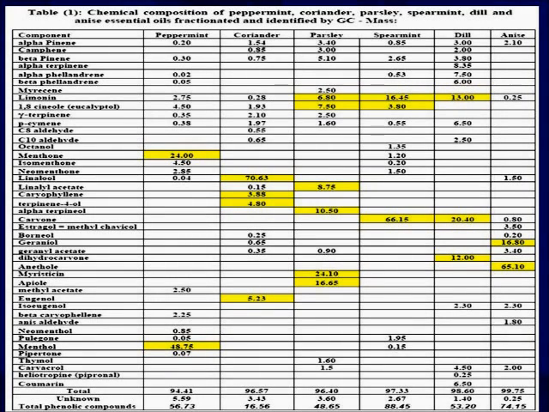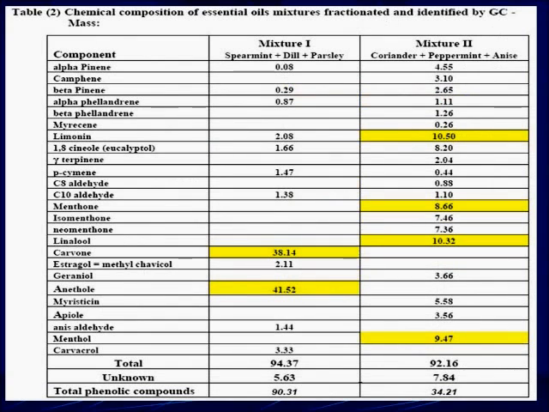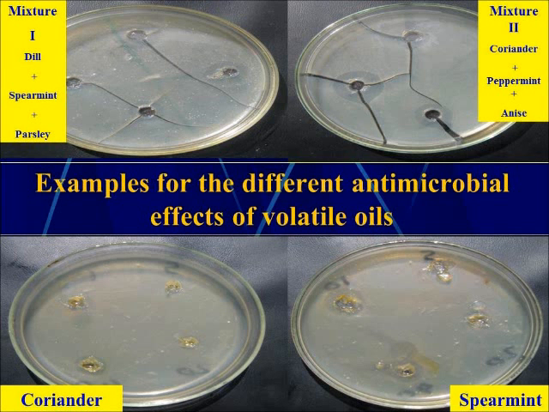This is the GC-mass first, here for the mixtures. Here we can find the minimum inhibition effect. This is for the single application. Here there is approximately no inhibition for the coriander. This is the highest one, for spearmint. Here are the two mixtures. This is the first one. Here we can clearly note the inhibition zone.